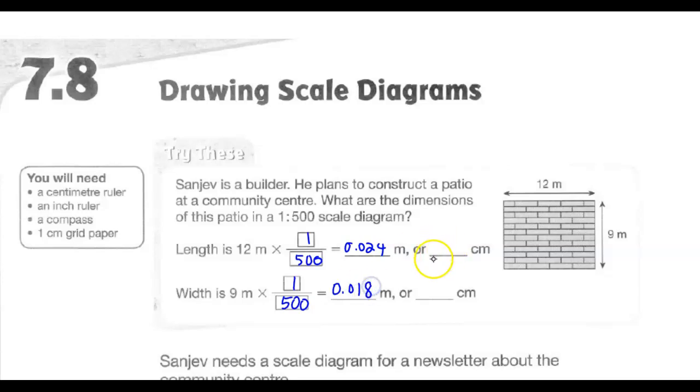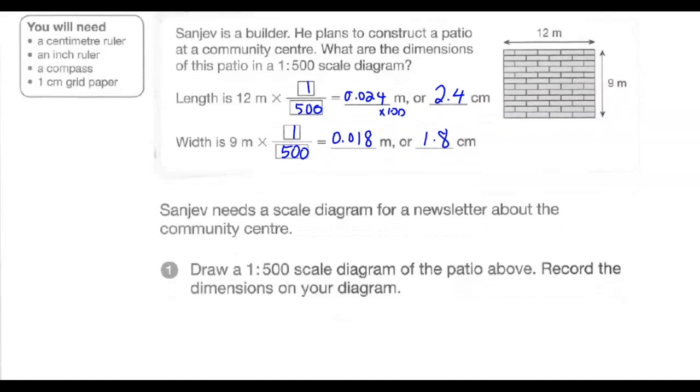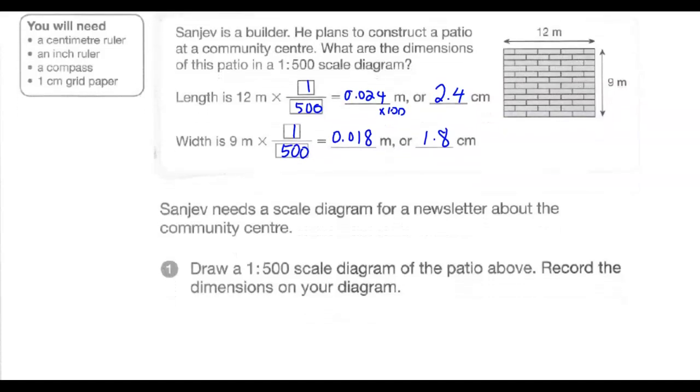That's in meters. So to convert from meters to centimeters, remember you multiply by 100. So it moves the decimal 2 to the right. So 2.4 centimeters, 1.8 centimeters. Okay. Next part kind of continues from that.